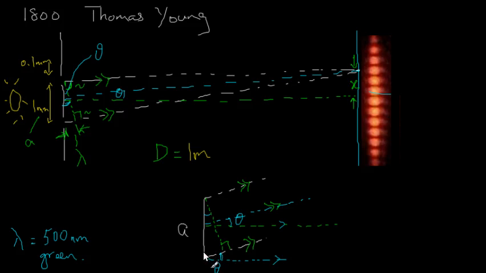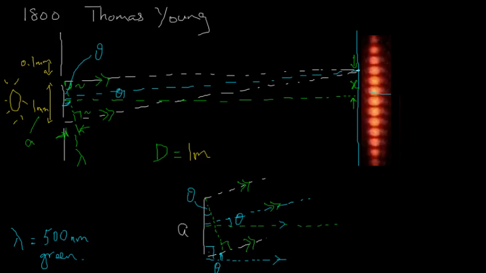But we know that this is a right angle because this is horizontal, this is vertical. So if this angle is theta, this angle of the triangle must be 90 degrees minus theta. And since this is a right angle triangle, that angle must also be theta.